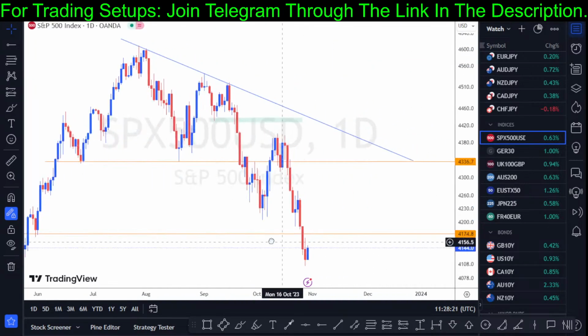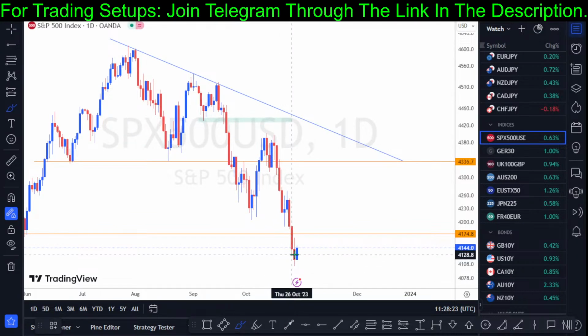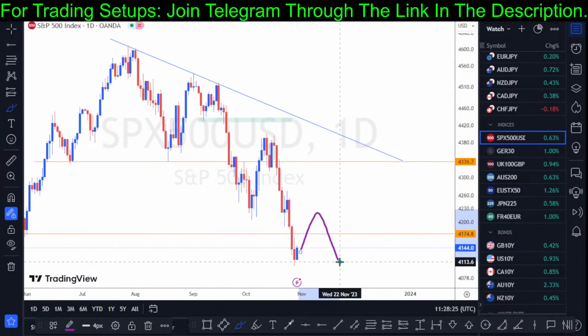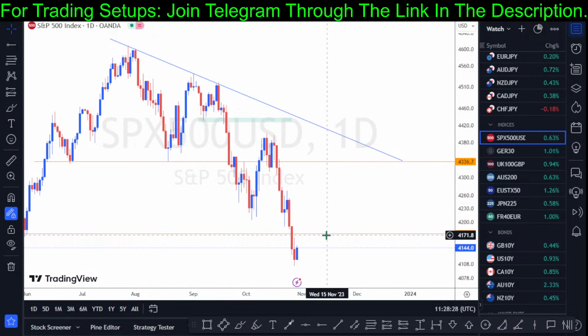Right, so I'm still hoping for a pullback. If I can still see a pullback for more downtrend. So this is what I have on S&P 500.